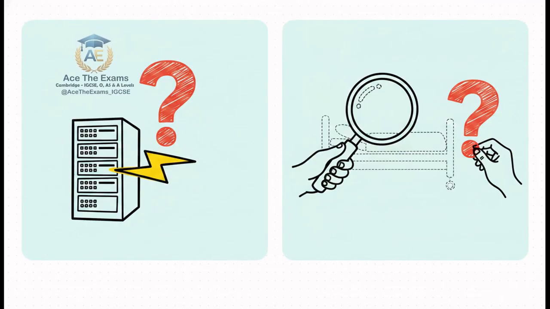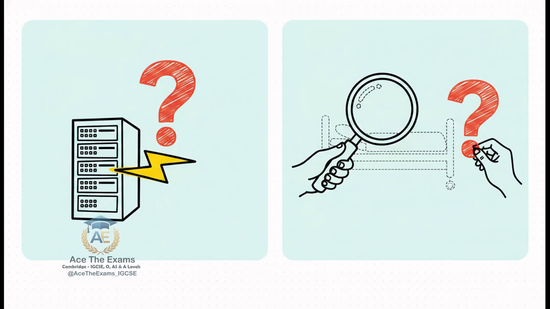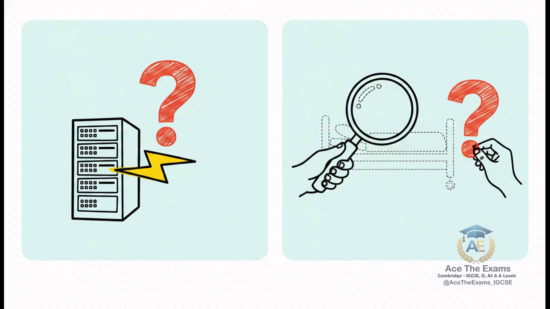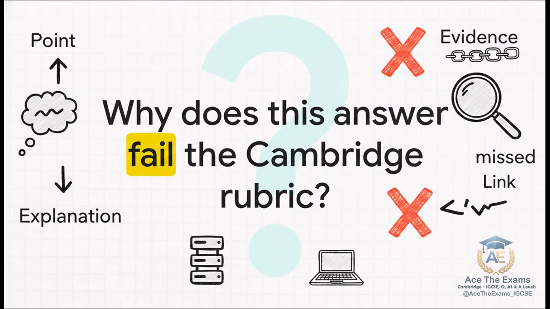Real-time processing processes data immediately without any delay. It inputs data, processes it, and updates the system instantly. So, put your examiner hat on. What is missing here? Take a second and predict what the examiner is going to write in red ink next to this. Did you spot the error? Why does that answer completely fail the Cambridge rubric for this specific hospital scenario? Well, think back to our PEEL framework.